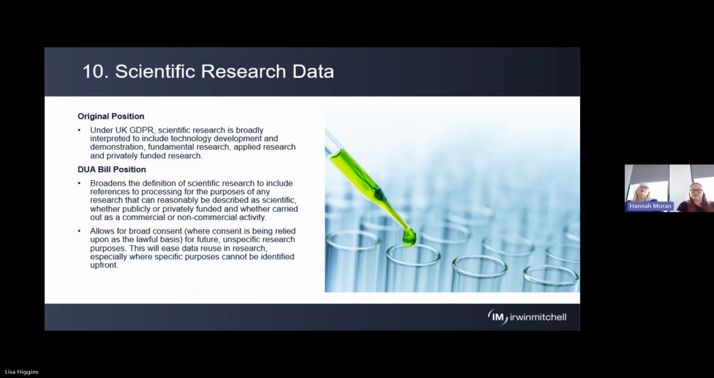There's been some discussion as to what the scope of research data has meant for a while, and whether or not commercial research data could fall within the definition of it. This has now been put to bed in the Data Use and Access Act, and it's been confirmed that commercial research can be research within the definition and can get the benefit of the exemptions.